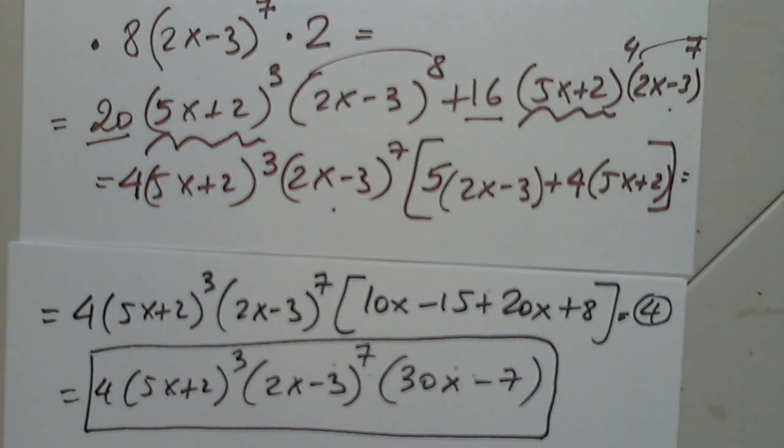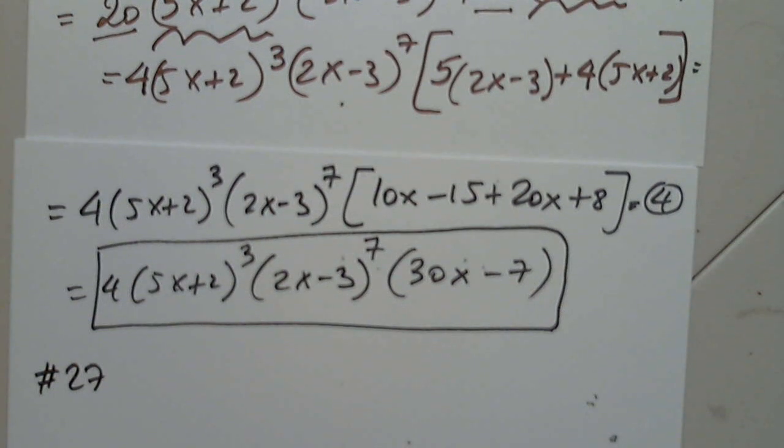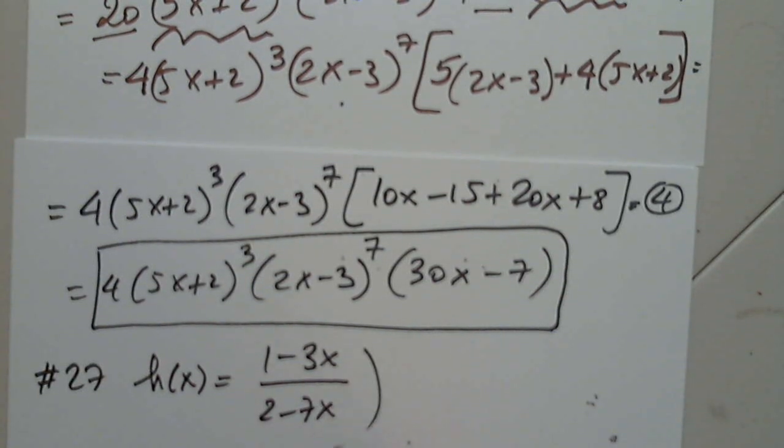Can we do 27? 27, very good. Where is 27? I see it. Ugly, but we need to see some of these. Okay, very good pick. Thank you. H of x, 1 minus 3x over 2 minus 7x, everything to negative 5. I thought it was 3, but it is negative 5.